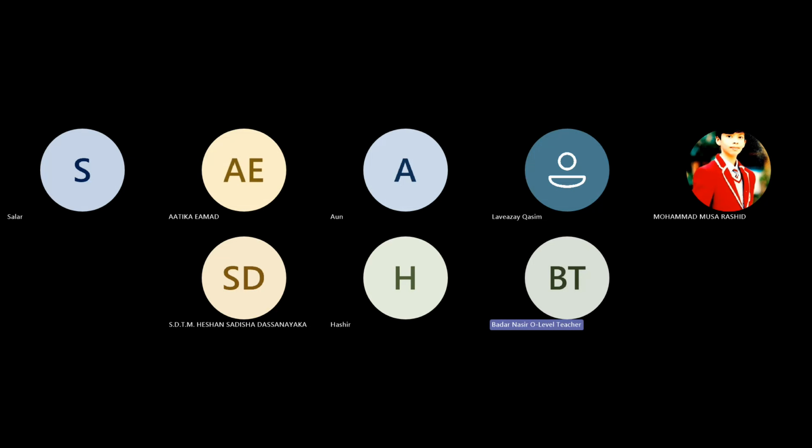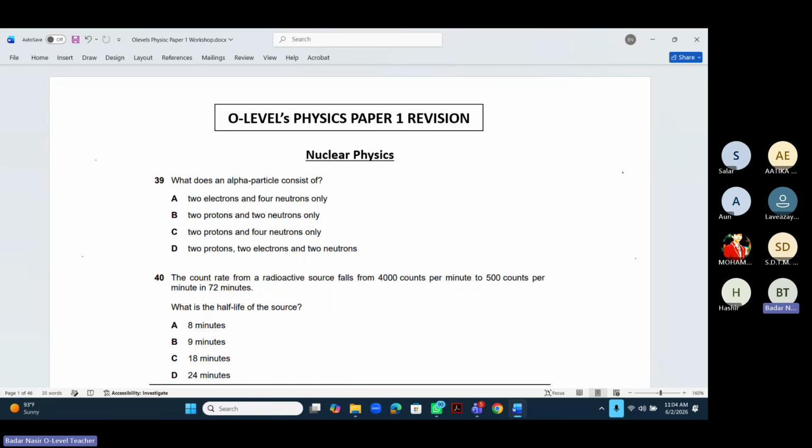Paper 1 revision session. So let's start with past paper questions based on nuclear physics. Question 1, we have, what does an alpha particle consist of?